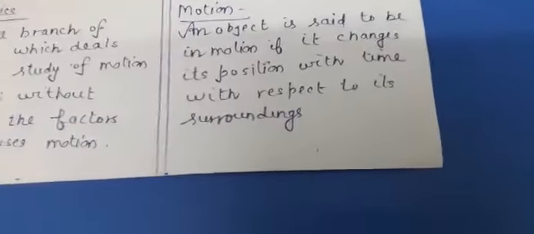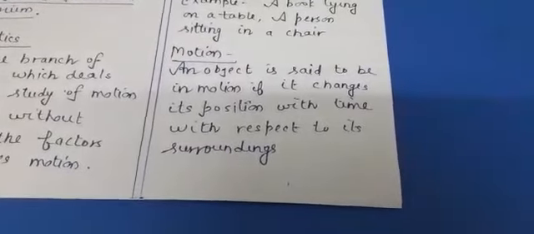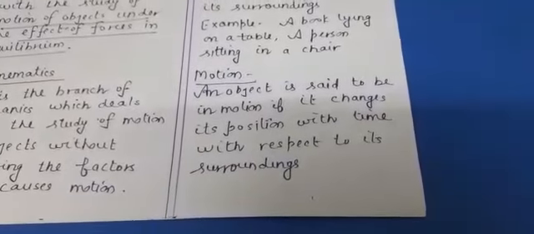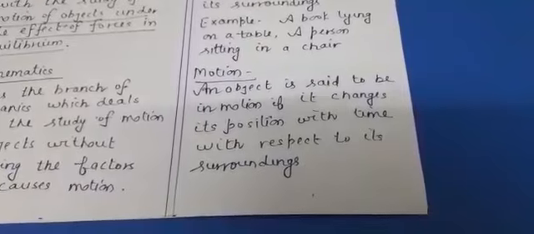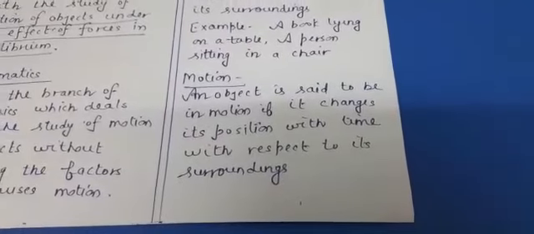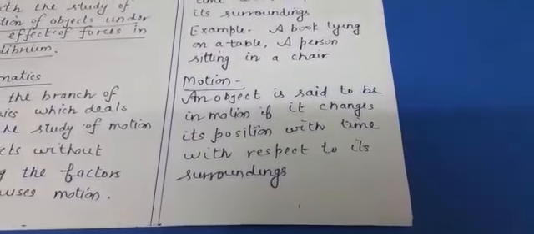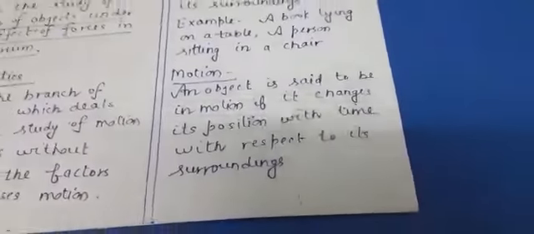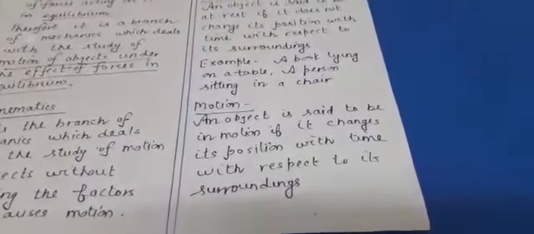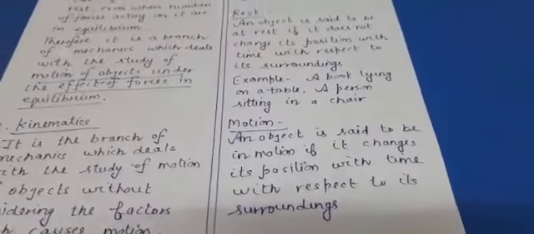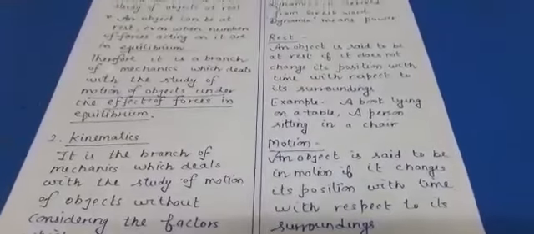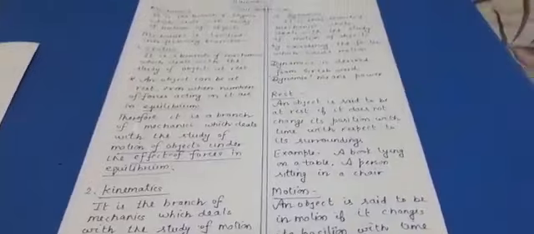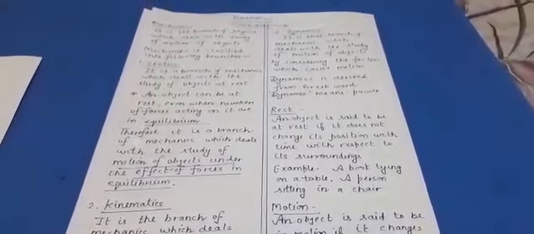Suppose you are going on the road and you observe that when you are moving on a cycle, the surrounding objects are changing their position. Actually, you are moving and the surroundings are fixed, but they appear to move in the backward direction. So with respect to your surroundings that are fixed, you are changing your position, so you are said to be in motion.